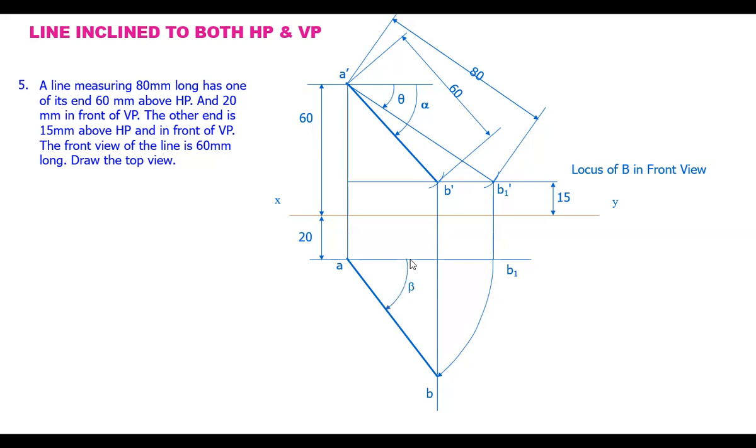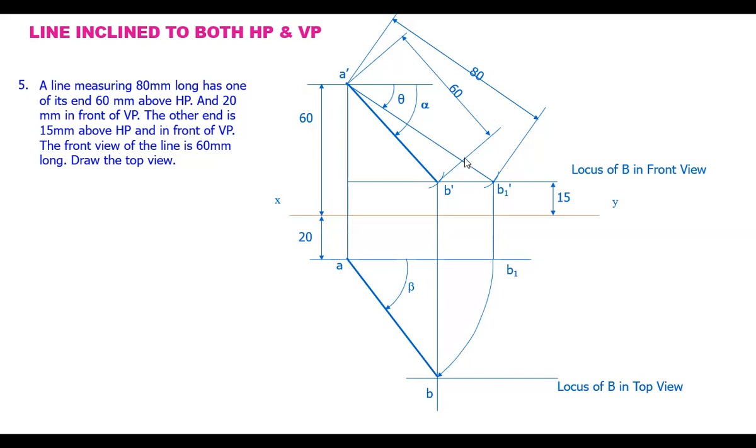And this angle is the apparent angle in the top view, beta. Now, what else? We have drawn the top view also. And you can draw the locus of B in the top view. Draw a line parallel to the reference line passing through B. This is the locus of B in the top view.